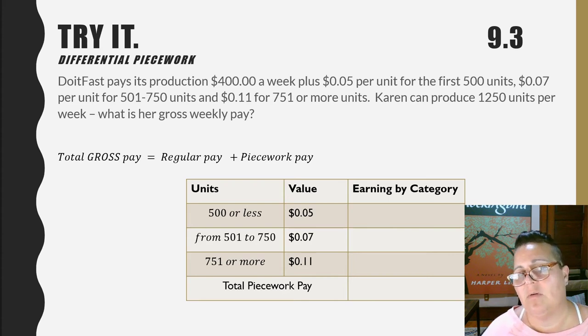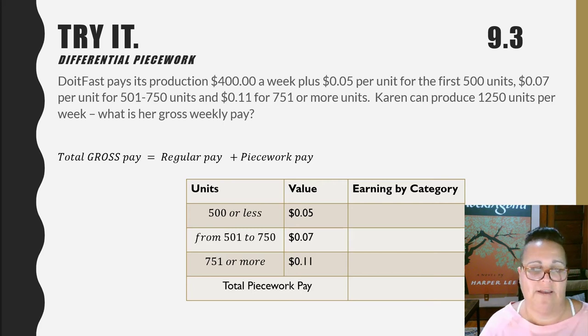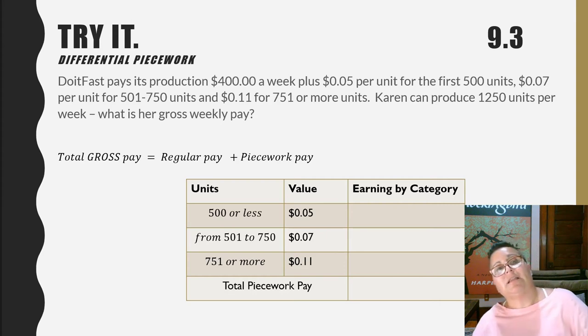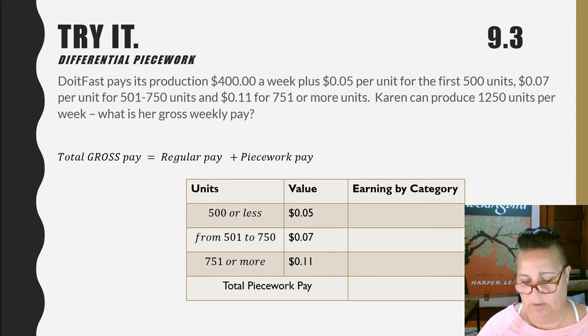And this table brings out the 3 categories. The first category is 500 or less, for which she gets 5 cents a piece. The second category is 501 pieces to 750 pieces, for which she gets 7 cents, each one of those. The 501st piece to the 750th piece. And then she gets 11 cents each for the 751st piece and anyone after, okay? Once we add these categories together, we will have her total piecework pay.